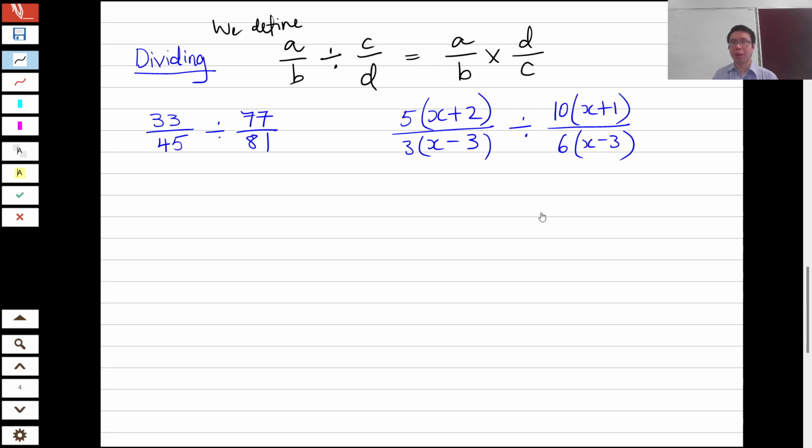All right, so I'm not going to labor the point. I'll do these two examples quickly and then let you have a go at some questions. So here, in the first example, I'm going to change this to 33 and 45 times the second fraction flipped upside down. So now I will have 81 divided by 77 as the second fraction.